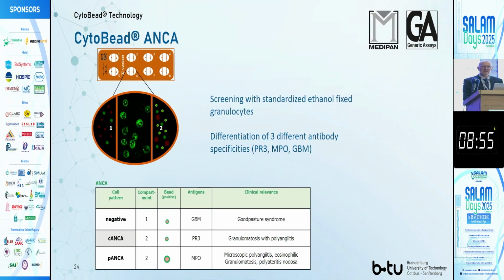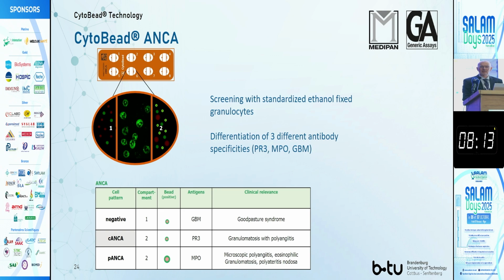What we can do here, and you see the classical slide that is used for indirect immunofluorescence, the only difference is that we divide the wells into compartments. And in the middle compartment, as can be seen here, we immobilize cellular structures. In the case of ANCA testing, it is of course the neutrophil, but on the peripheral compartments, we immobilize fluorescent microparticles that are coated with the respective autoantigenic targets that you need for this type of autoantibody testing.